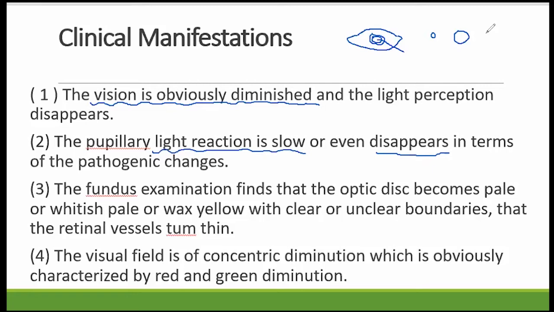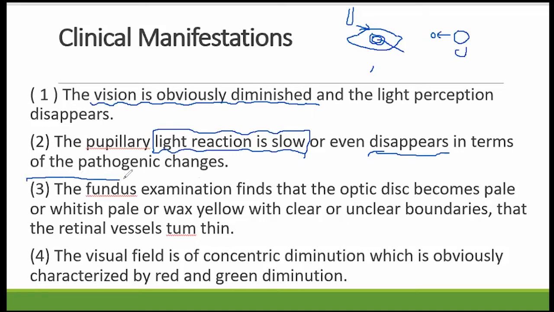So that's for the normal condition. For the abnormal condition, when we do the test, we can use a light pretty close to the eye, and the pupil immediately reacts to it, like changing from bigger to smaller. But in a patient's condition, the reaction is pretty slow. They're still changing, but slowly. So that's what we mean by the light reaction being slow here. Sometimes it even disappears, meaning nothing changes.